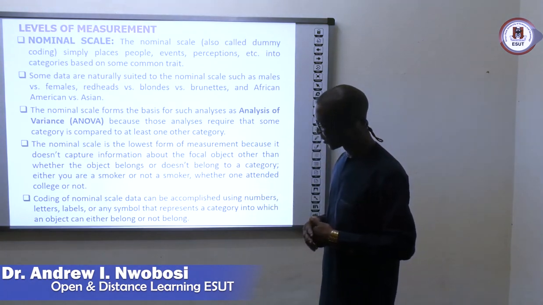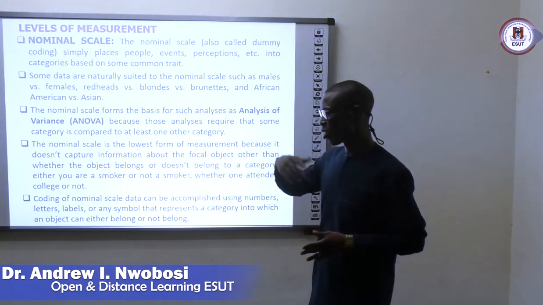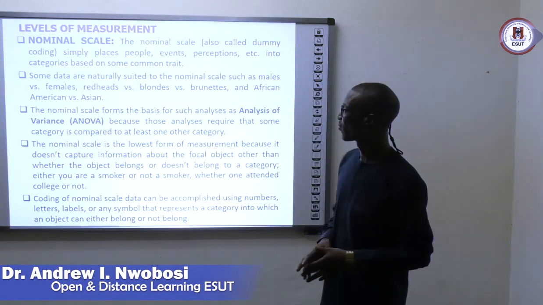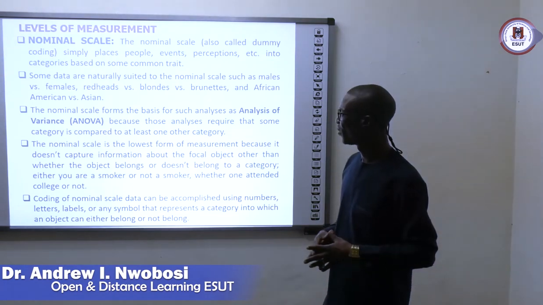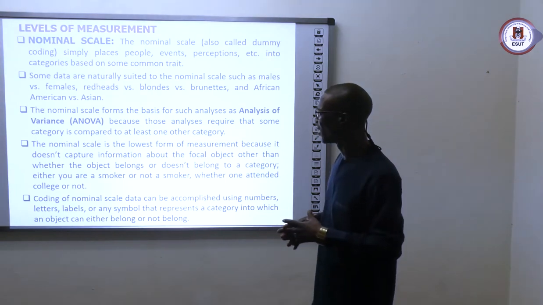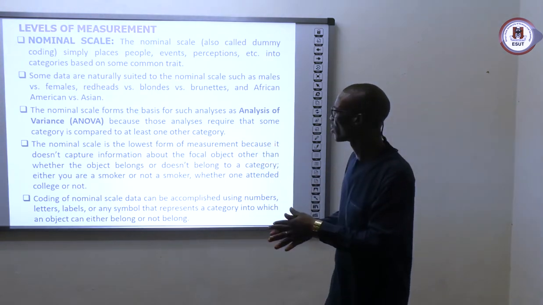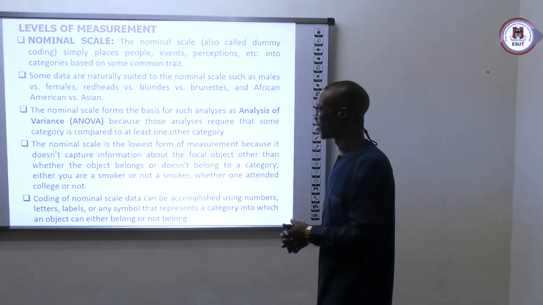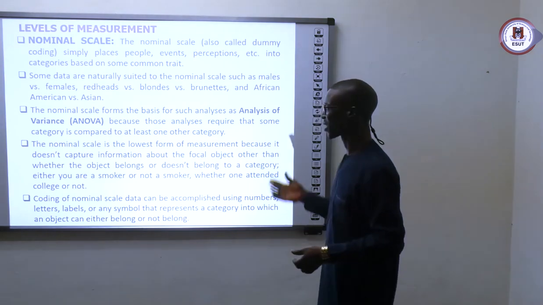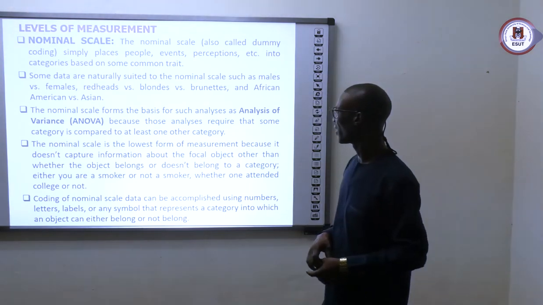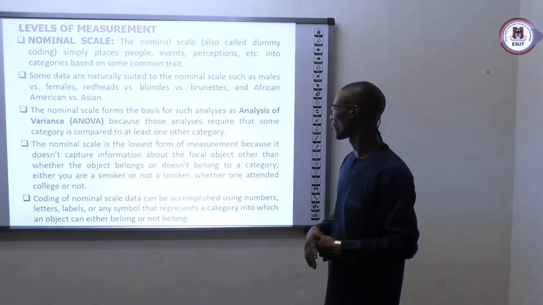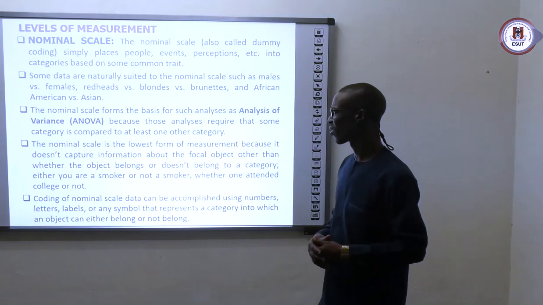We've said it before, giving an example using gender, where we nominated 0, a dummy variable, for male, and 1 for female, as all these are dummy variables. So nominal data are always qualitative data, categorical data that we use to quantify certain phenomena. Some data are naturally suited for nominal data, such as male, female, brand, name them. So nominal data form the basis for such analysis as analysis of variance.